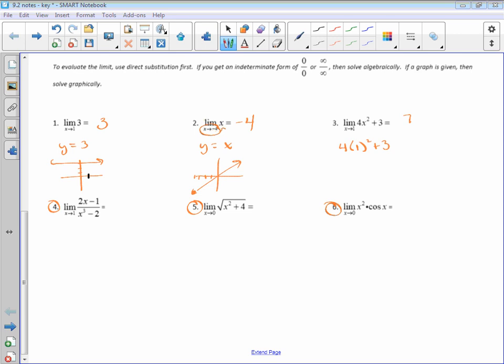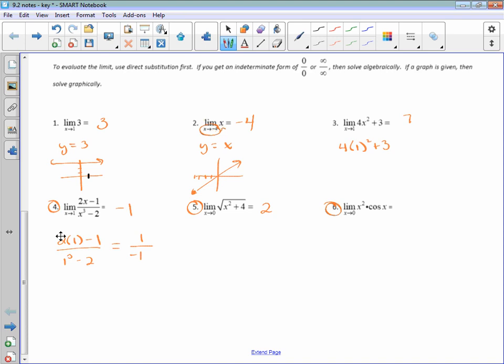All right, so we plug in a 1. 2 times 1 minus 1 over 1 cubed minus 2. So what's 2 times 1? All right, 2 minus 1 is 1. And what's the denominator? -1. So overall we get -1. What do we get for number 5? 2 plus 1. No, just 2. Because it's only asking you, you're not solving with the square root. It's just asking you take the square root of this value.